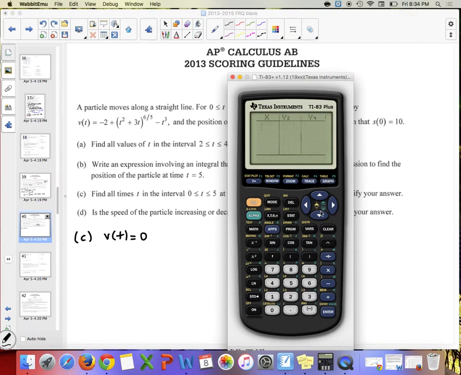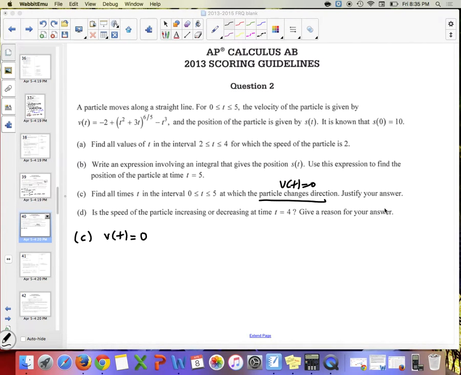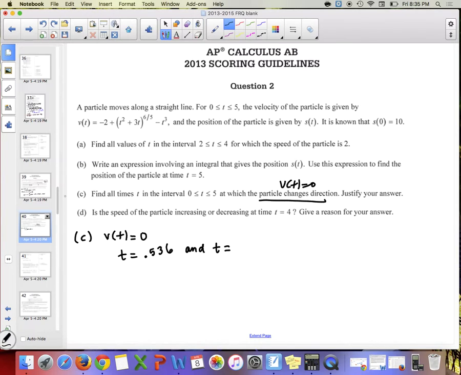And then I'm going to do the same thing, so graph, whoops. And I'm going to do second trace 0. And I find the other one, which ends up being like 3.318. So maybe I'll just save myself some time. We won't do that. And that would be D if you stored that. So v of t is equal to 0 at 2 different times: t equals 0.536 and t equals 3.318 if I round up, or 3.317.